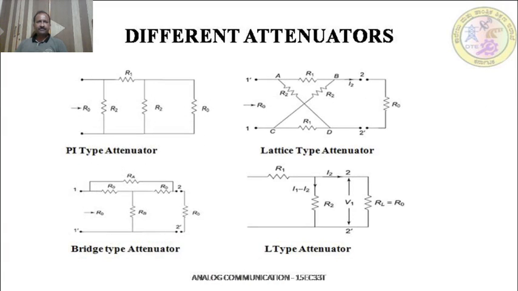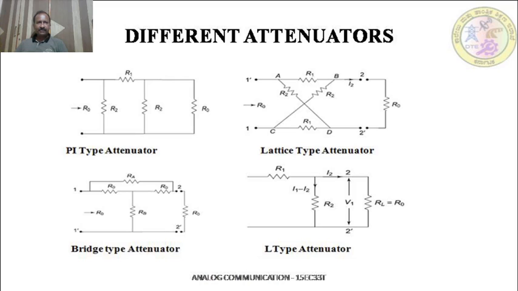Now you can understand why a particular attenuator is called T type, pi type, lattice type, or bridge type. Using this figure you can easily understand. In the case of pi type, the resistors R1, R2, R2 are connected in the form of the Greek letter pi, so this circuit is called a pi network. In this circuit the output is less than the input, and that circuit is called a pi type attenuator.